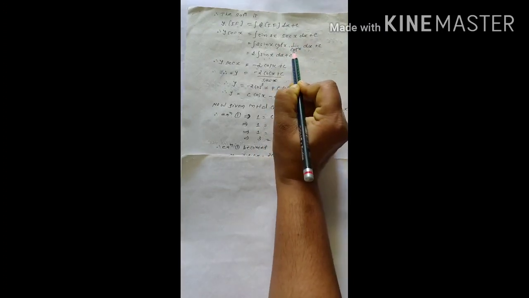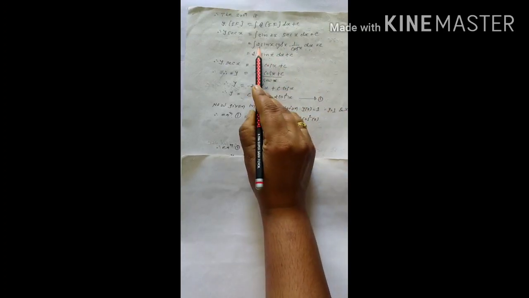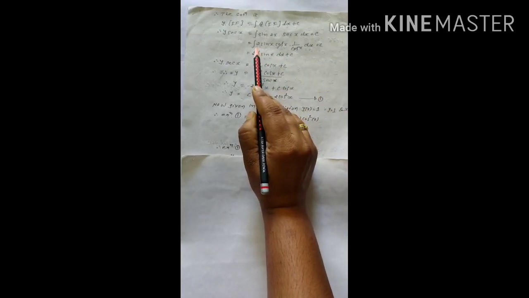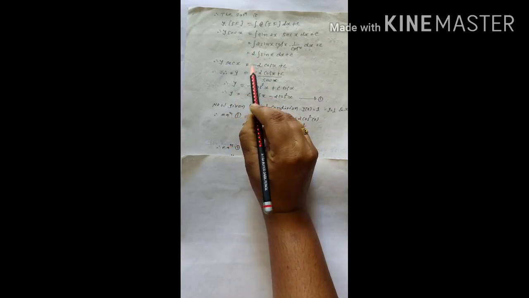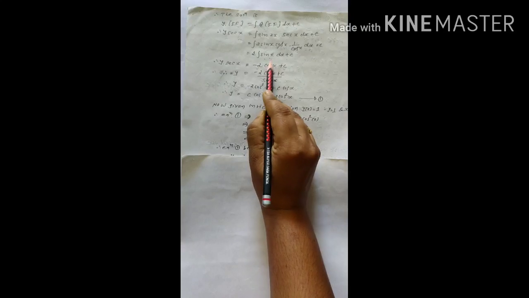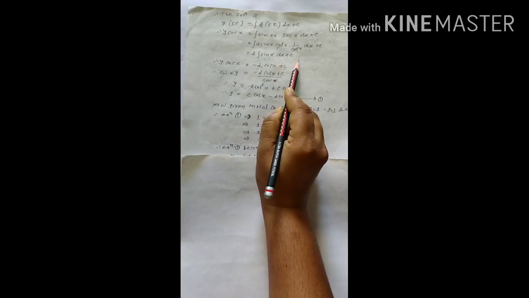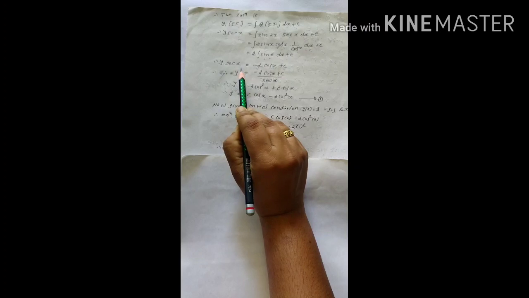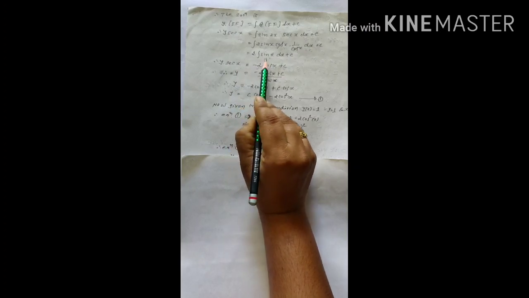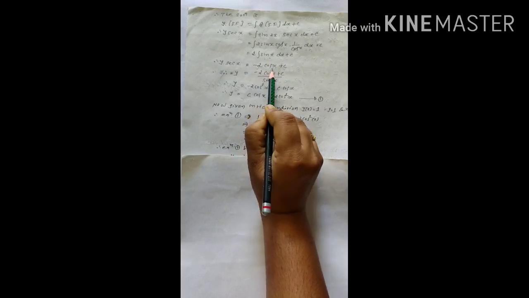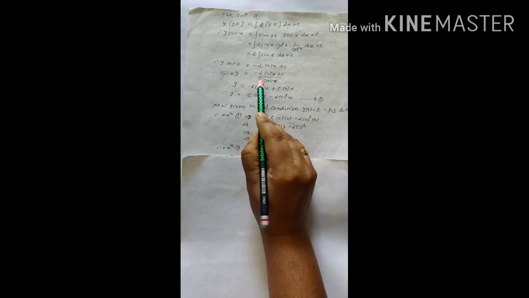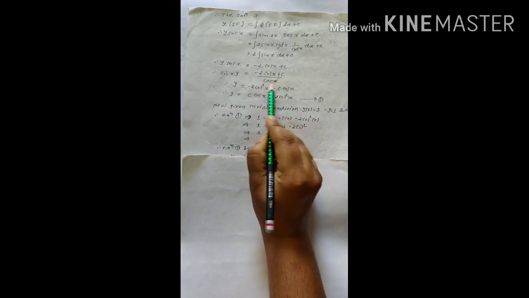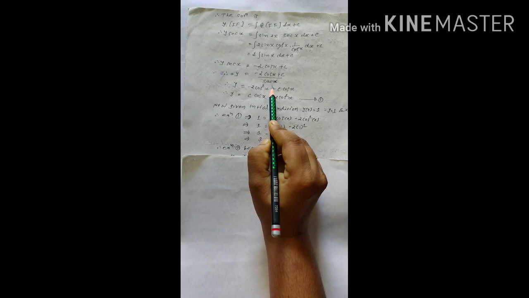Now the cos x is cancelled out there, and 2 is constant and outside the integration. Therefore y into sec x is equal to 2 integration sin x dx plus c. Now, integration of sin x is minus cos x. Therefore, y into sec x is equal to minus 2 cos x plus c. Therefore, y is equal to minus 2 cos x plus c divided by sec x.